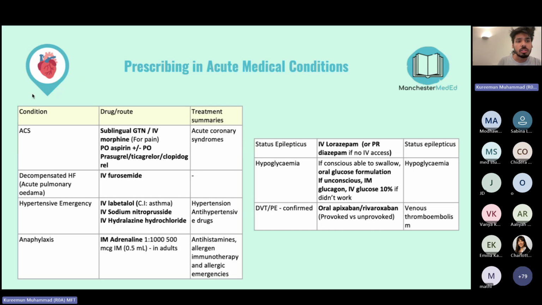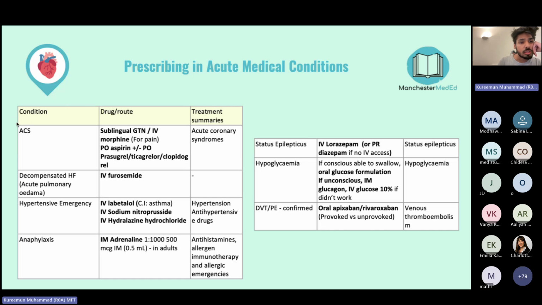The next condition is decompensated heart failure, where the question would tell you that this patient came in with shortness of breath and a chest X-ray showing bilateral pulmonary edema. Your option would be to offload them, using IV furosemide. Usually the dose will be 20 to 50 milligrams, a single dose. Hypertensive emergency we've gone through, so those are the treatment summaries that you can use.